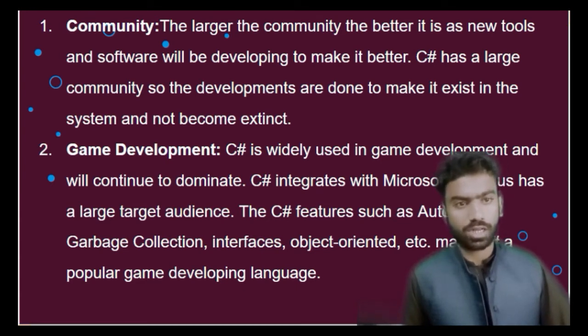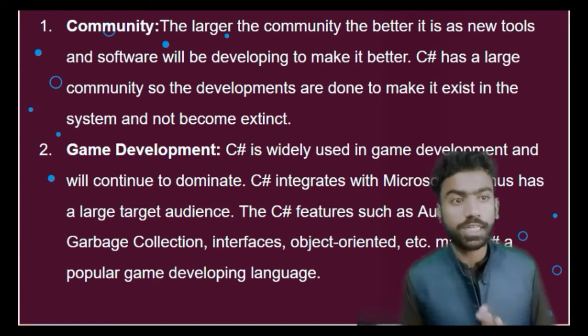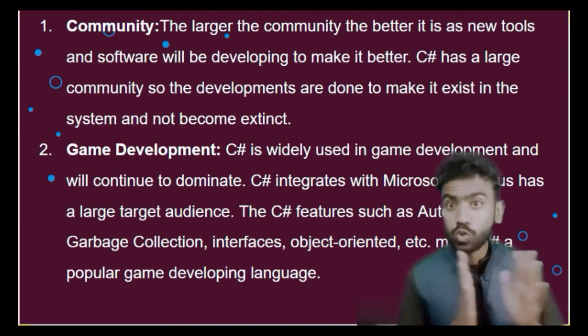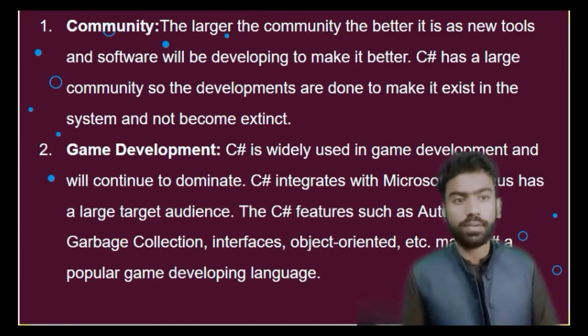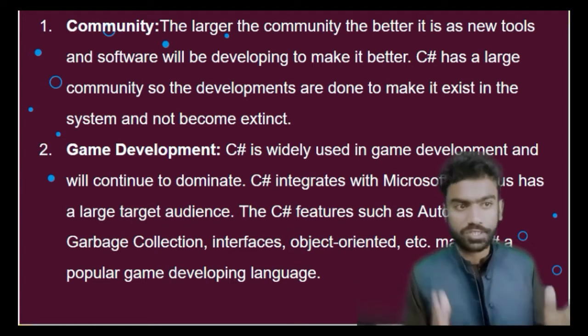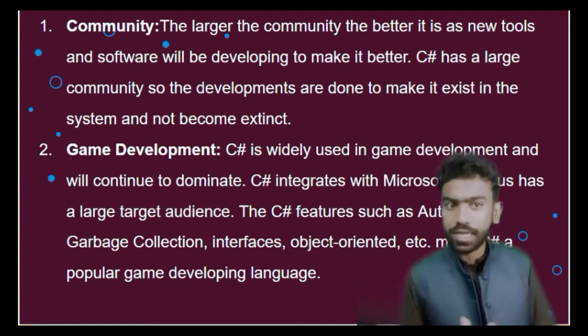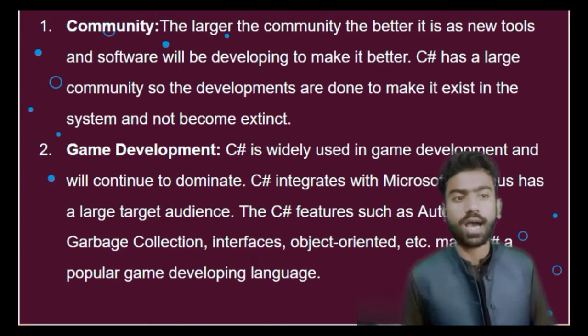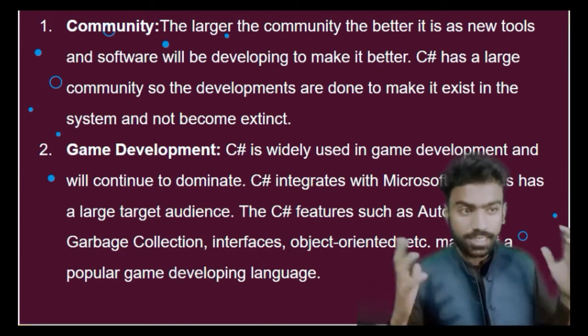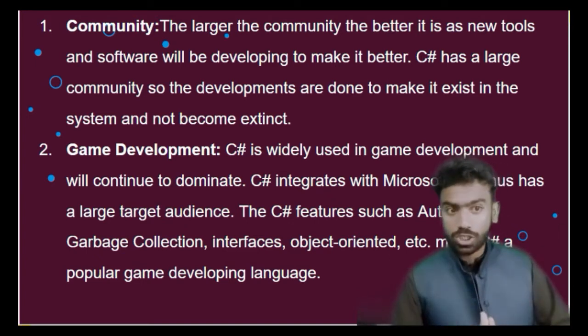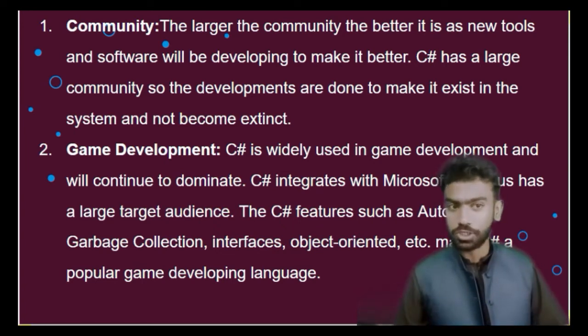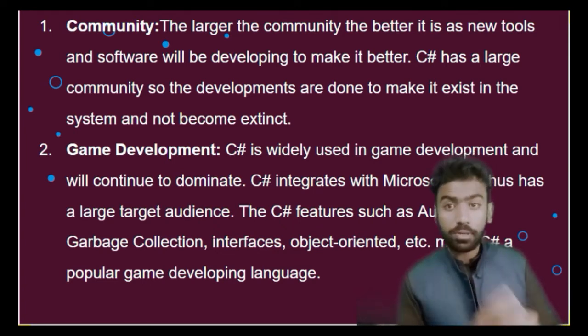Number three, community. The larger the community, the better it is. New tools and software will be developed to make it better. C Sharp has a large community, so developments are done to make it exist in the system and not become extinct.